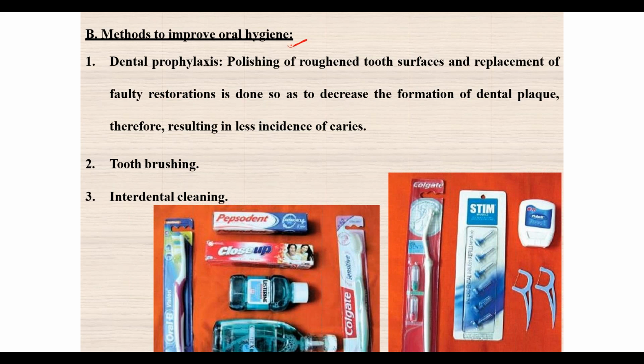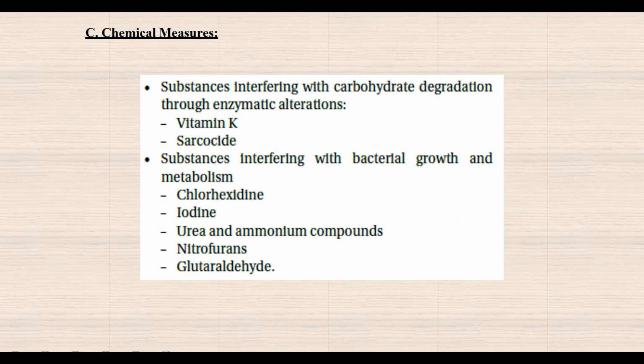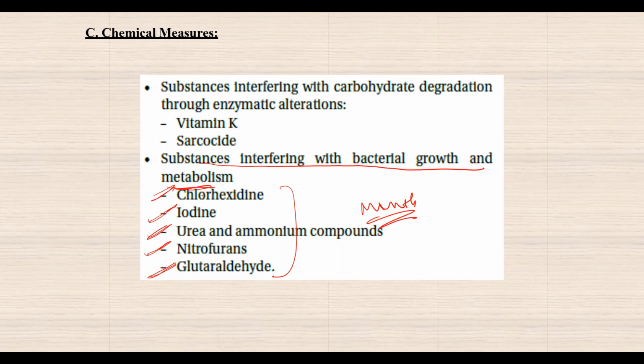Methods to improve the oral hygiene: dental prophylaxis, toothbrushing, interdental cleaning with the help of floss or interdental brushes can be done. Various chemical measures can be taken. For example, we can use chlorhexidine, iodine, urea and ammonium compounds, nitrofurans or glutaraldehyde. These actually are the substances which are present in your mouthwashes, and they are the substances which interfere with the bacterial growth and metabolism. Then there are certain substances which interfere with the carbohydrate degradation, that is vitamin K and sarcoside.